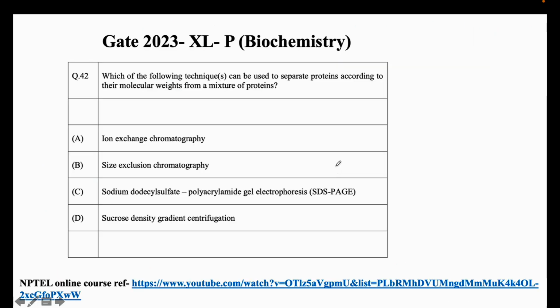So in ion exchange we cannot separate based upon the molecular weights. It will always separate based on charge. Size exclusion, yes, we can separate. This is very common. SDS page technique is used in lab to separate proteins based upon molecular weight. And also sucrose density gradient we can separate by their molecular weight. Okay, so the correct options are B, C, D.